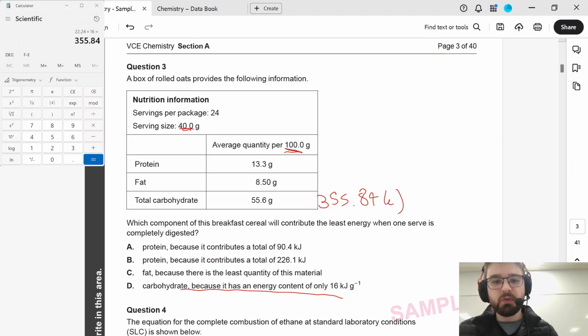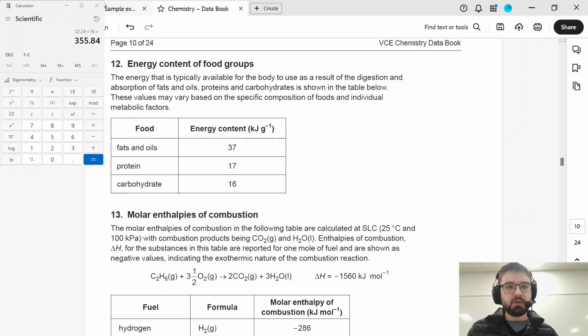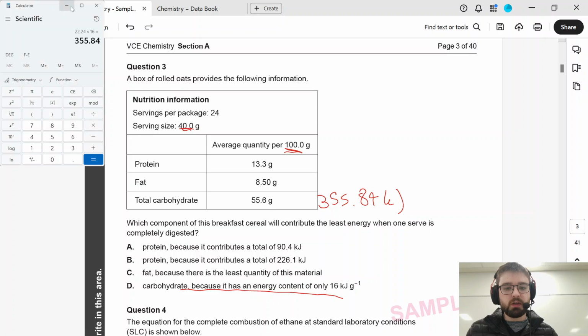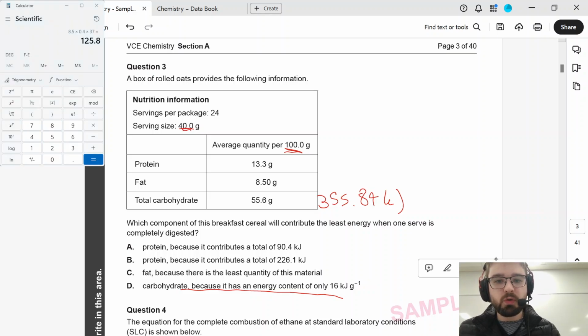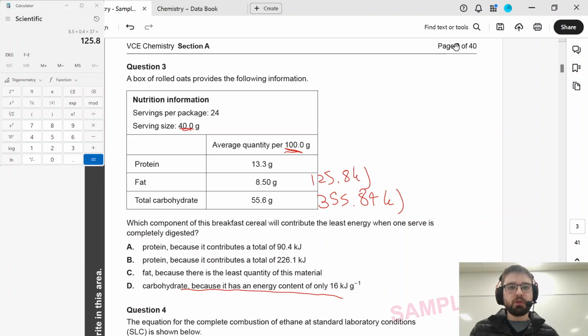22.24 is the grams of carbohydrate we have, and then we said there's 16 kilojoules per gram, so that's 355.84 kilojoules. We've got fats, which is 8.5 times 0.4 times 37, so that's 125.8 kilojoules. And we've got proteins, so proteins are 17. So we're going to do 13.3 times 0.4 times 17. So that's 90.44. So the protein is going to be the lowest out of these.